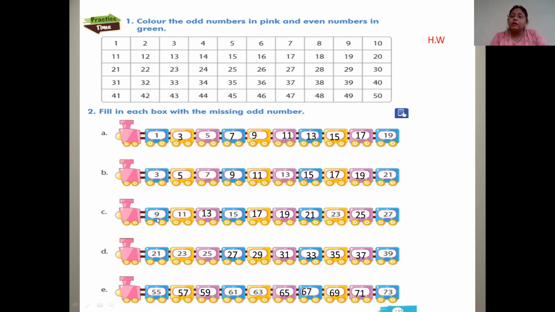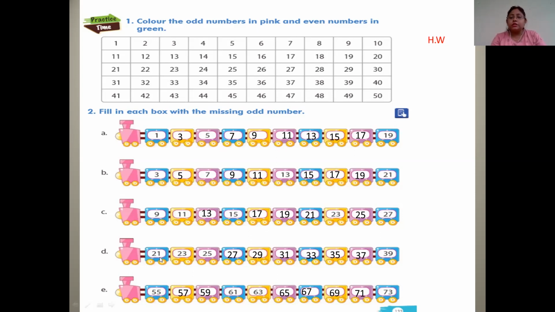So 11 will be the next odd number. Correct. After 11, it will be 13, 15, 17, 19, 21, 23, 25 and 27. Now moving to the next one, that is D.